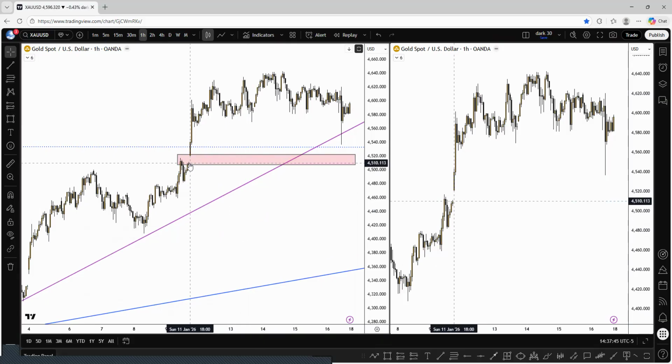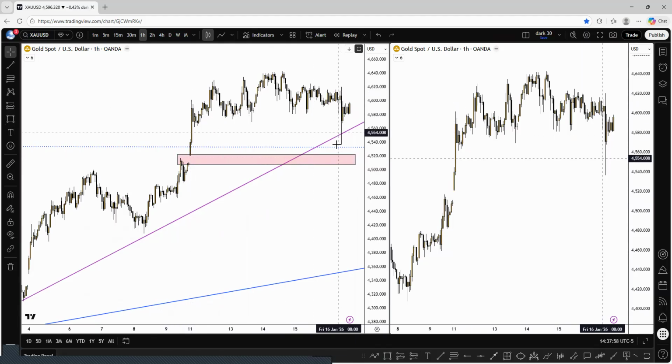And as you can see, if you look down at the bottom of my chart, that gap, when the market opened, it says Sunday. That happened on January 11th. It was that gap that was created. And a lot of times the market likes to fill the gap sometimes before it continues doing what it's doing.